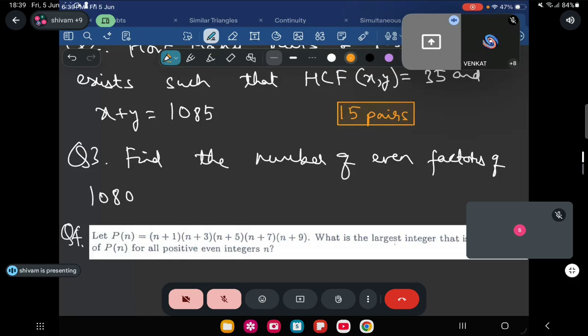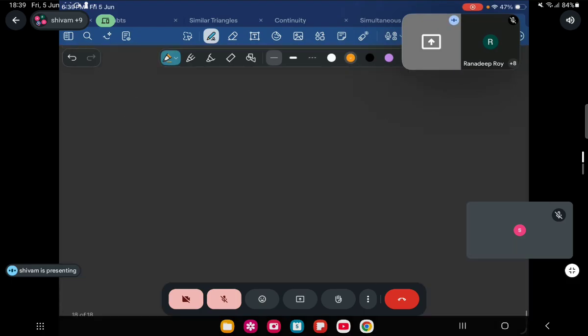Find the number of even factors. Did you people get 24? Tell me how much you got. 24. Everyone? Yes, sir, 24. 24 is correct. And the last one is 15. Last one came in PRMO, I guess 2012 or 2013, probably. Question number 4, you have a doubt. Okay, let us start.